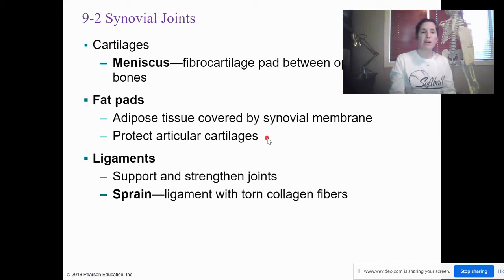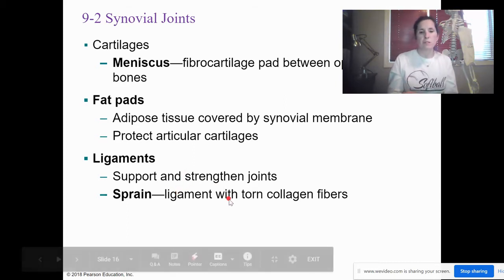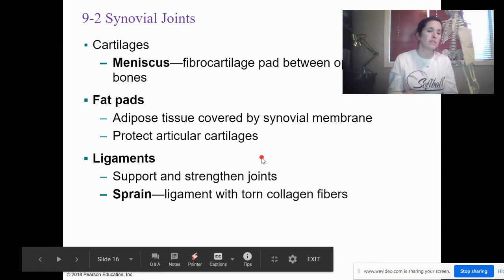Meniscus, it's fibrocartilage, and they're pads between two opposing bones. The fat pads I showed you was all yellow in that membrane. That protects the articular cartilage. And this is adipose tissue, just to bring in a little tissue there for you. Ligaments, they support and strengthen the joint. Okay, ligaments are bone to bone, and often you can get a sprain. Biggest area is a sprained ankle, and that's when you tear the collagen fibers of the ligament.